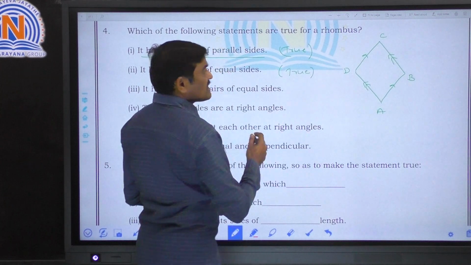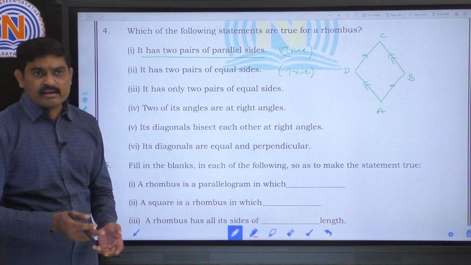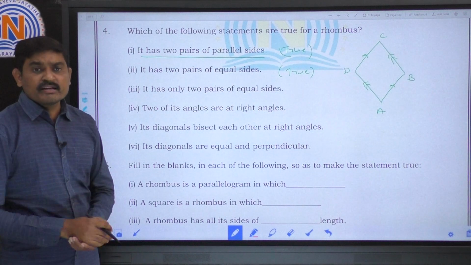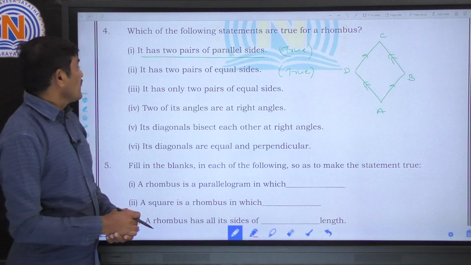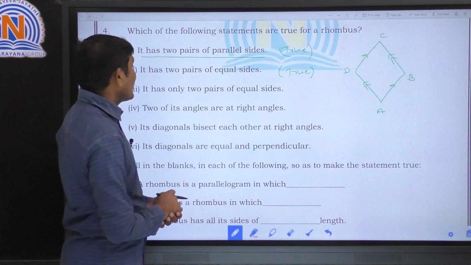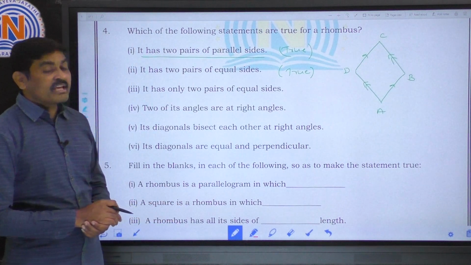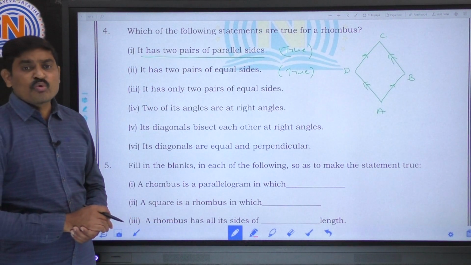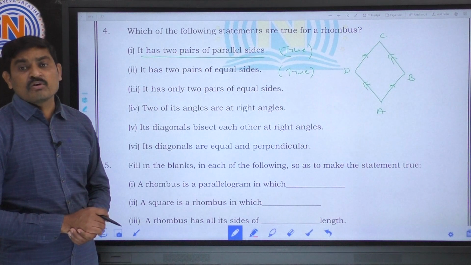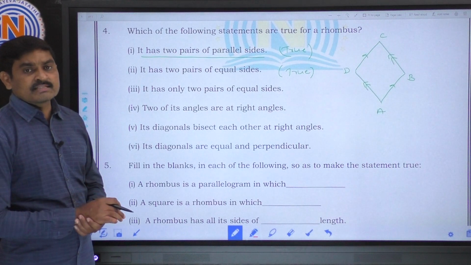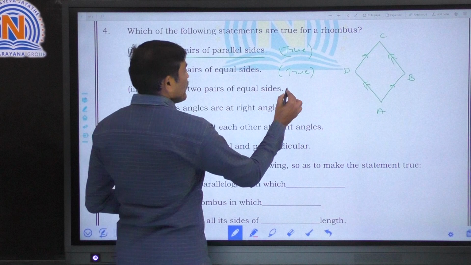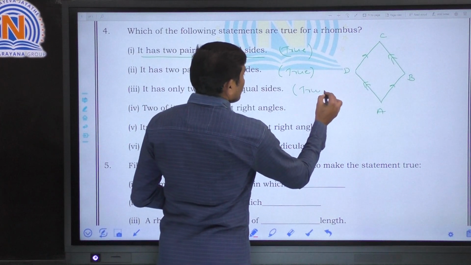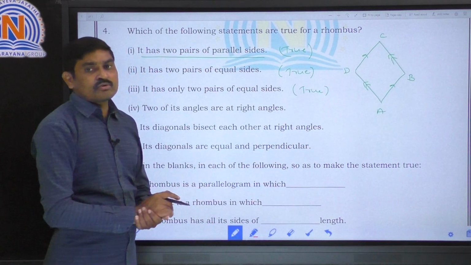What is the reason? In a rhombus, all four sides are equal, so automatically there are two pairs of equal sides. Next, coming to the third one: it has only two pairs of equal sides. No, in a rhombus any pair of sides is equal, so this is not true.